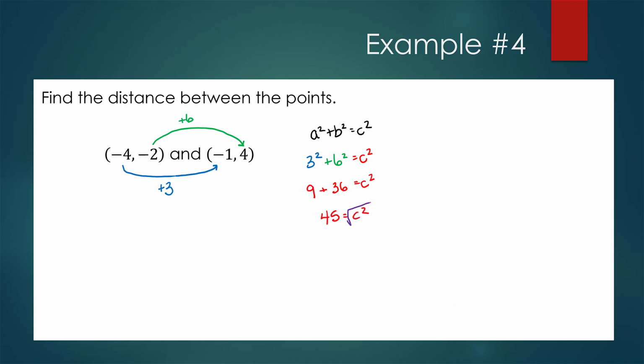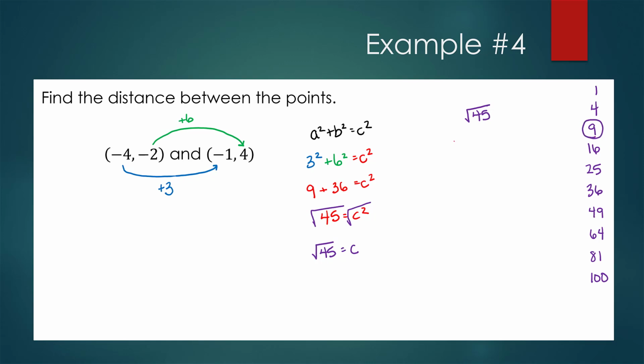We know we need to square root both sides. So the square root of 45 equals c. You need to simplify and reduce the square root of 45. The square root of 45, my perfect squares, 1, 4, 9, 16, 25, 36, 49, 64, 81, 100. For 45, the largest perfect square that goes into it is 9.